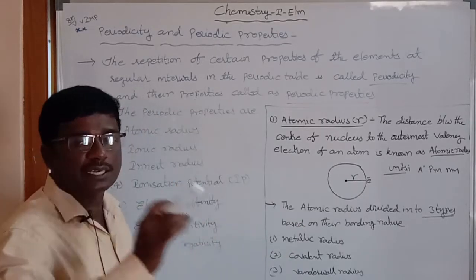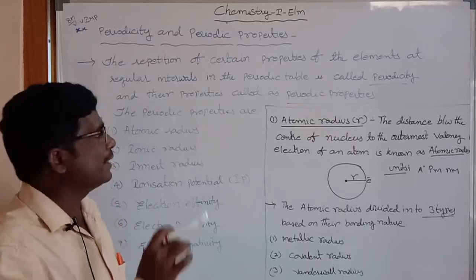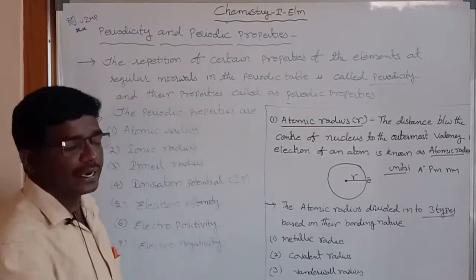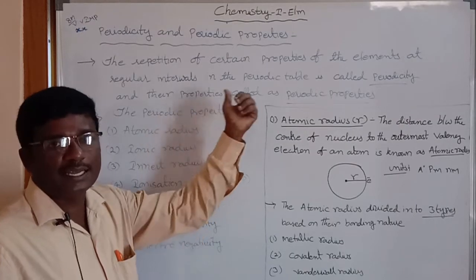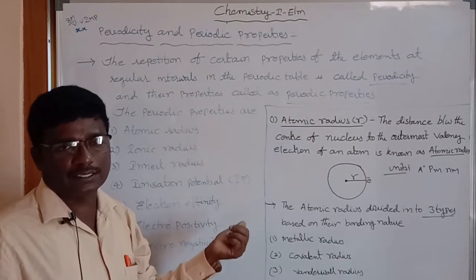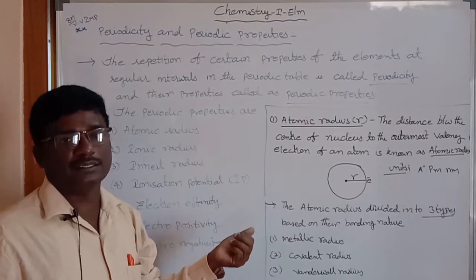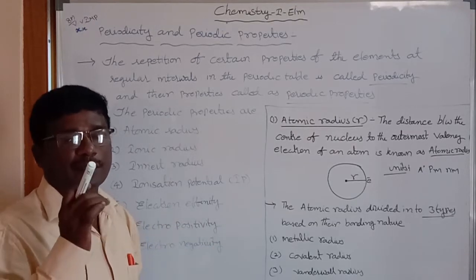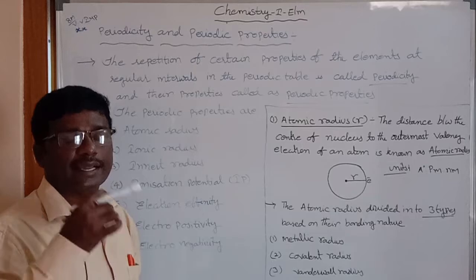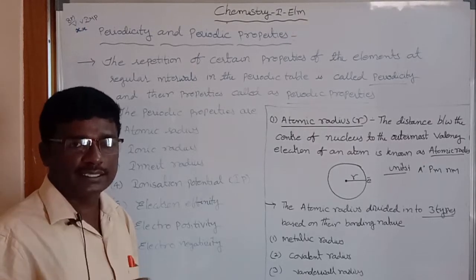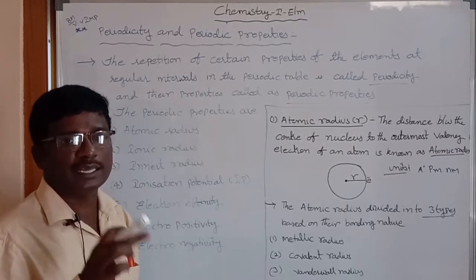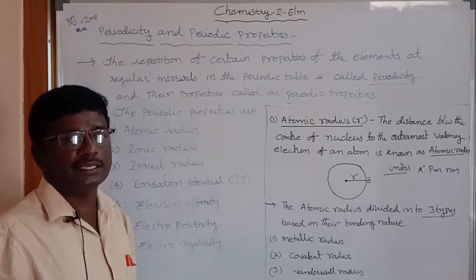This repetition of certain properties of the elements at regular intervals in the periodic table is called periodicity, and their properties are also called periodic properties.